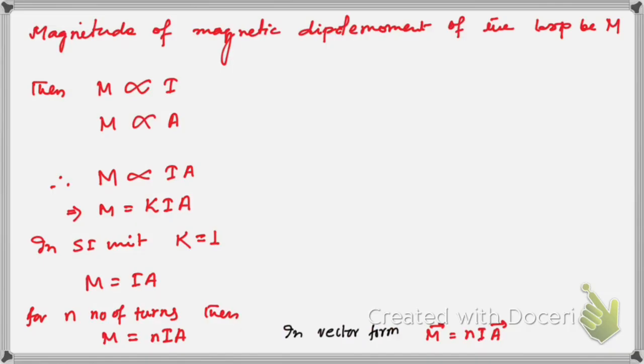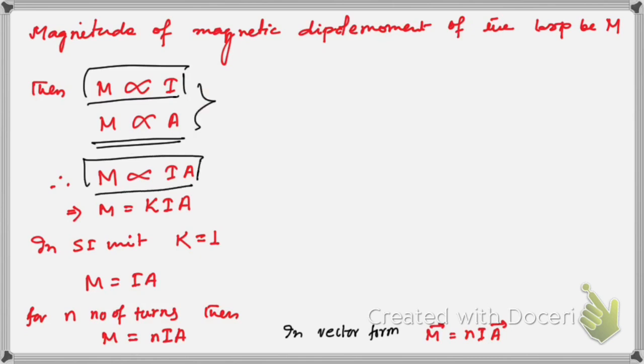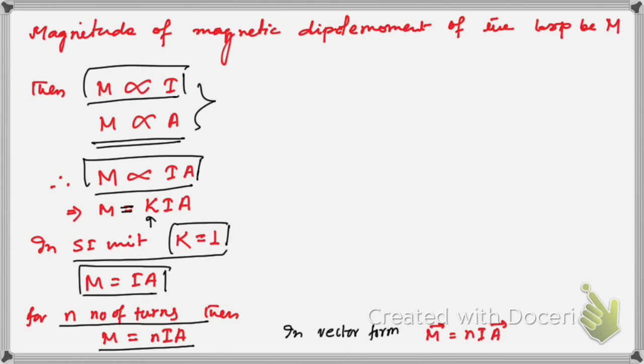So now you see, the magnetic dipole moment of the loop, M, is directly proportional to I, because an increase in current will increase the magnetic field strength around it, and it is also directly proportional to the area of cross section. Combining these two, we can write this, right? And if you want to write an equal sign, there will be a constant. In the SI system, the value of this constant K is 1, and that's how we have got M equal to IA. This is the magnetic dipole moment. And if there are n turns in the coil, then it is given by n into IA, right?